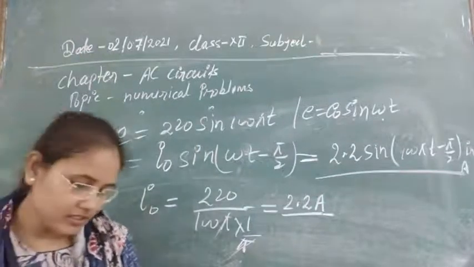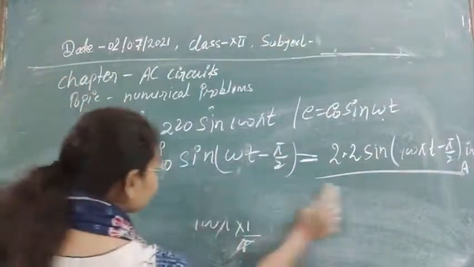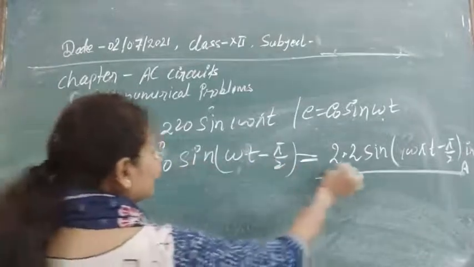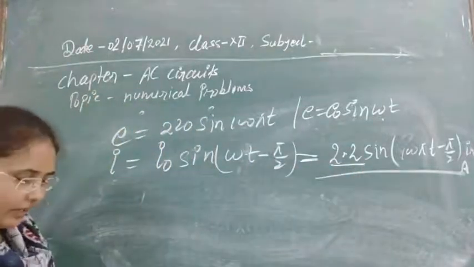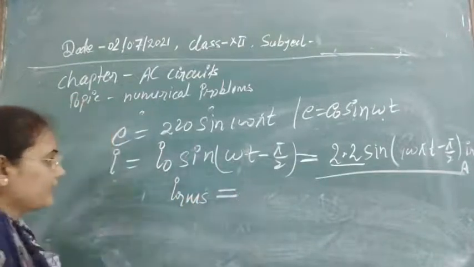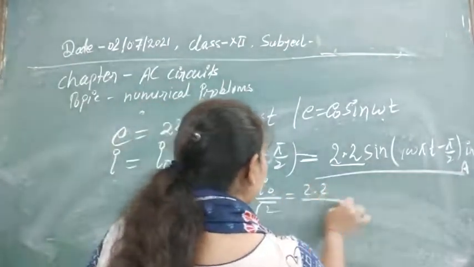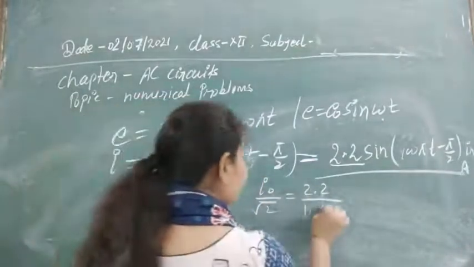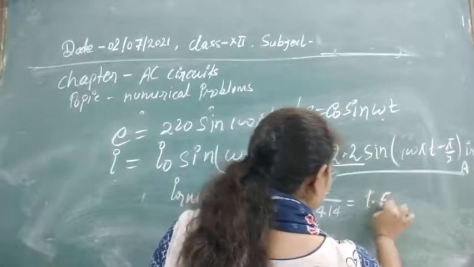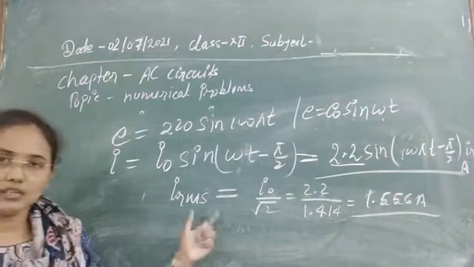Next, the question asked is what will be the IRMS value for the circuit here. Just now we calculated the peak value of the current, which is 2.2 ampere. From here we can calculate the IRMS flowing through the inductive circuit. This is I0 upon root 2, so 2.2 upon 1.414, and if you solve it, it is 1.556 ampere. So this is the RMS value of the current flowing in our circuit.